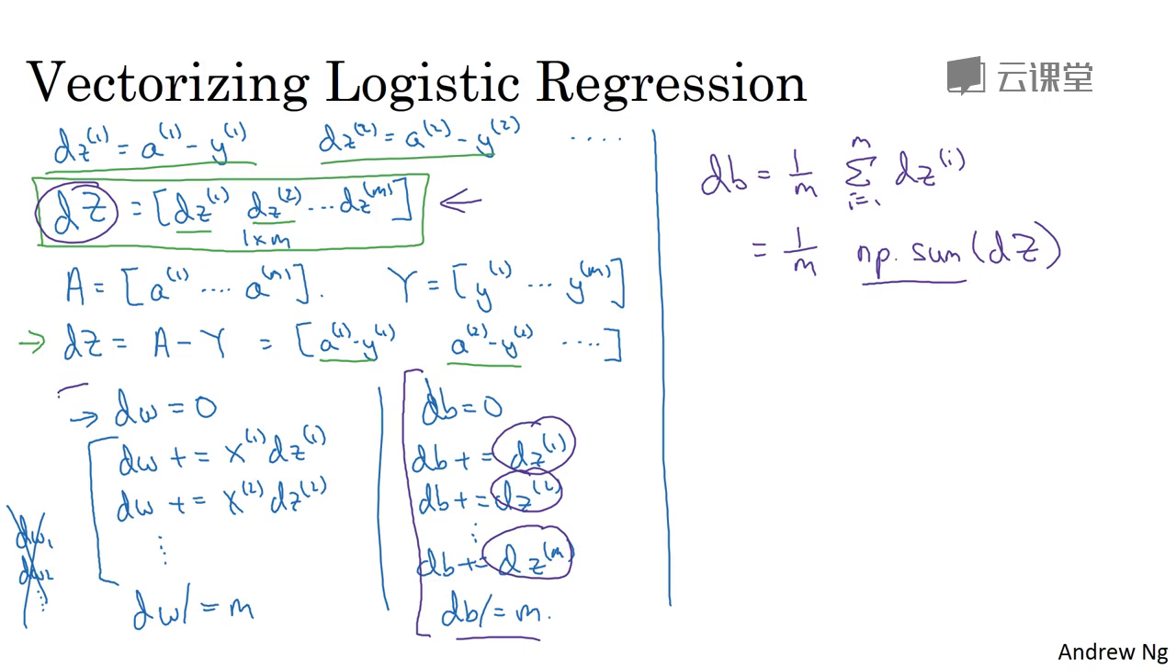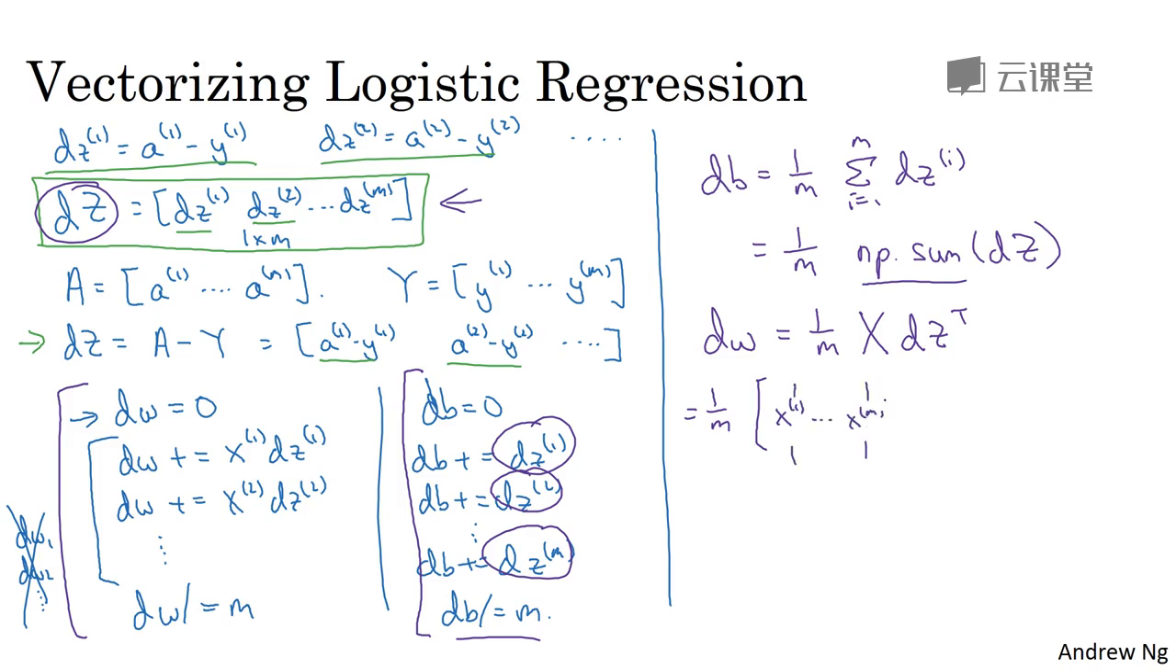How about dw? I'll just write out the correct equations. You can verify it's the right thing to do. dw turns out to be 1 over m times the matrix X times dZ transpose. And to see why that's the case, this is equal to 1 over m, then the matrix X is x1 through xm, stacked up in columns like that. And dZ transpose is going to be dz1 down to dzm, like so.